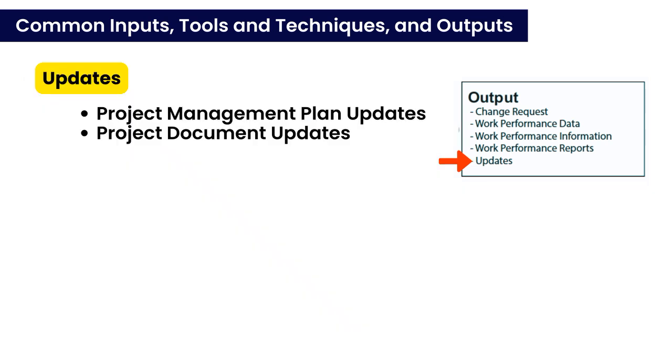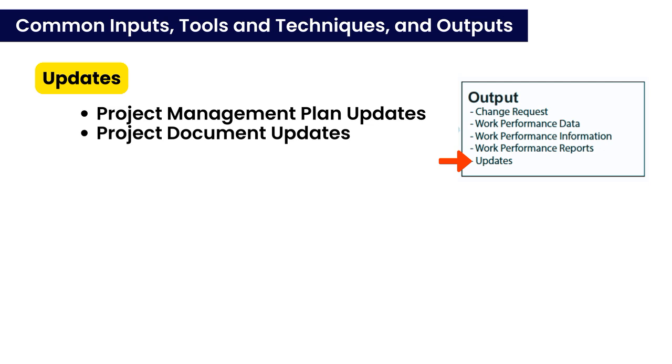Project management plan updates refer to modifications made to one or more components of the project management plan after a process is completed. For example, during the control schedule process, updates to the project management plan are necessary to reflect the completed work and any changes to the schedule.